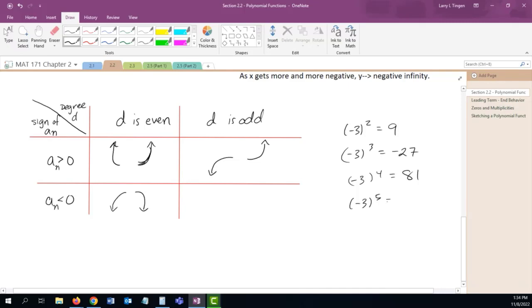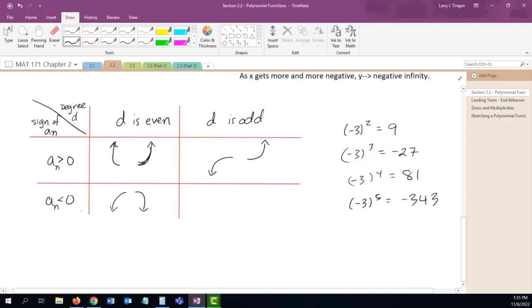negative 3 to the 5th is negative 243. You see how when I take a negative number and raise it to an odd power, I get negative numbers as my output. When I raise it to an even power, I get a positive output. That's what controls this. If I have a positive number raised to an odd power, I'm going off to positive infinity. If I have a negative number raised to an odd power, it remains negative.